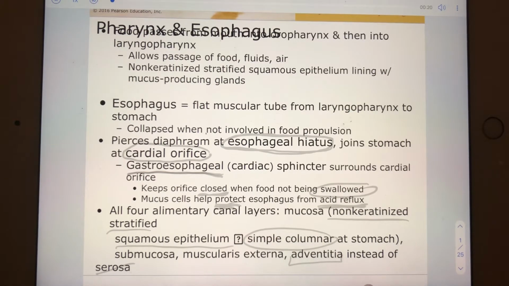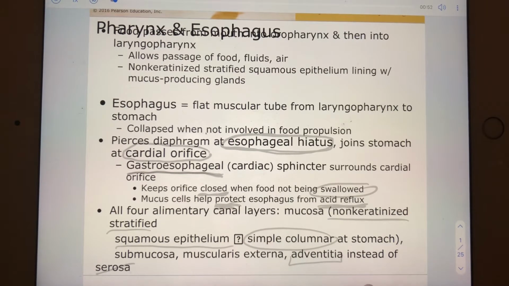The esophagus is a muscular tube that's only used to transfer food from mouth to stomach. It's just a chute or a slide. And, well, I guess slide is non-active. This is active. And it primarily propels food via peristalsis. It's kind of like the poster child for the peristaltic process.